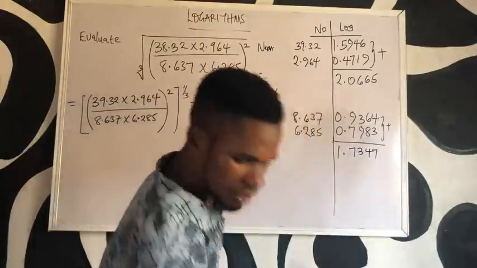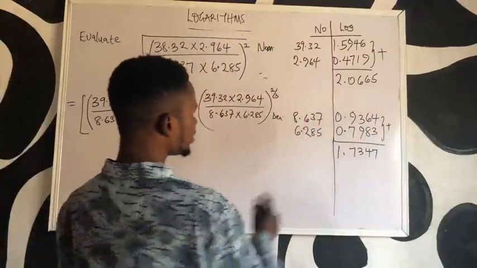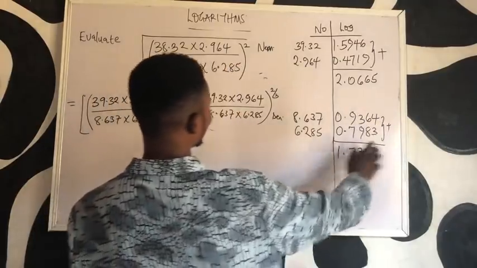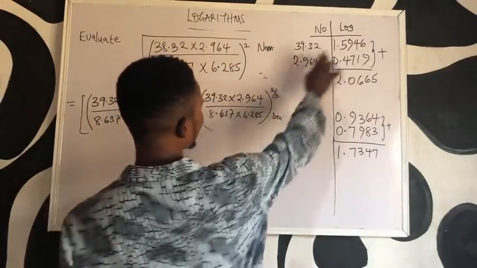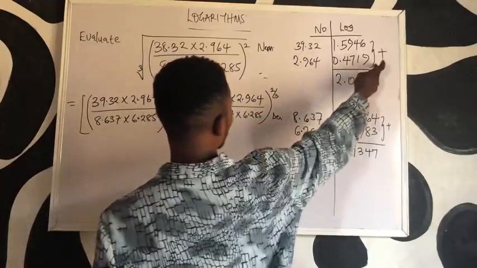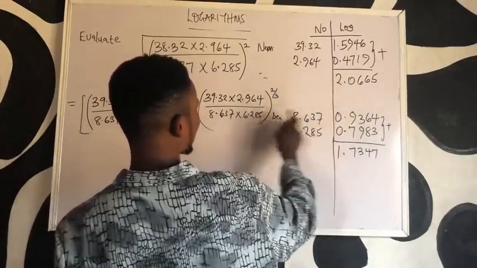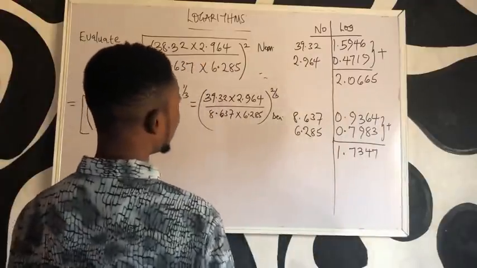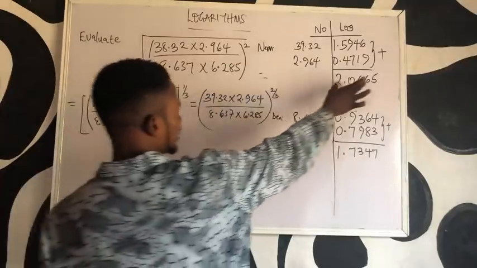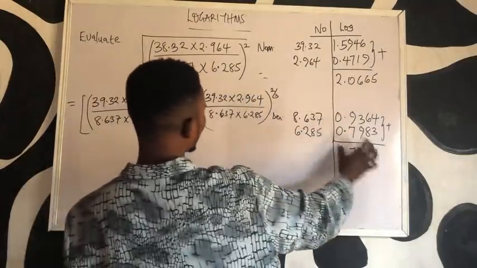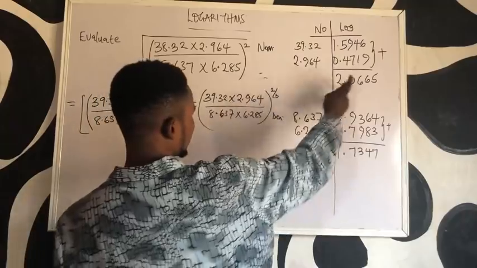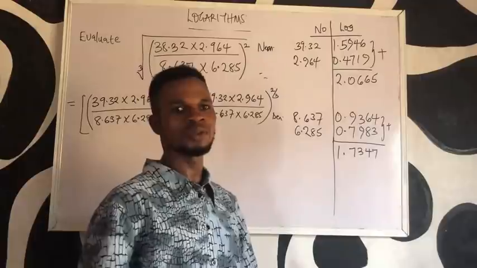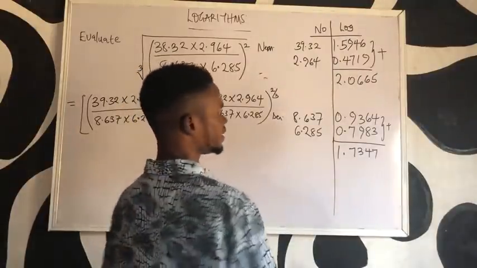1.7347. Now, the results are the denominator. This we added, this we added. As you can see, that means the result here is this divided by this. Law of indices, division, that should be what? Subtraction. We have 2 less.